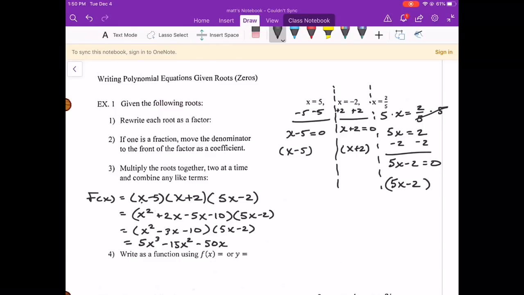All right, now I'm going to distribute the negative 2. Negative 2 times x squared is negative 2x squared. Negative 2 times negative 3x is positive 6x. And negative 2 times negative 10 is positive 20.